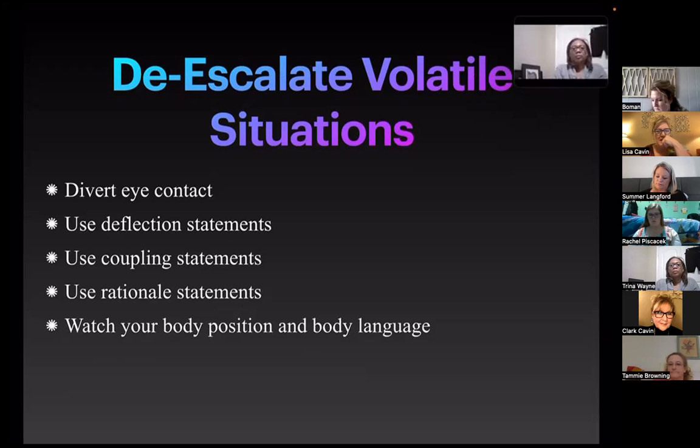A deflection statement is, in its simplest form, it's that old thing when you're a kid. I know you are. What am I? You know, it's where you deflect what they're saying instead of taking it to heart and getting your feelings hurt about it. You just deflect what they're saying to where it doesn't have any power over you.